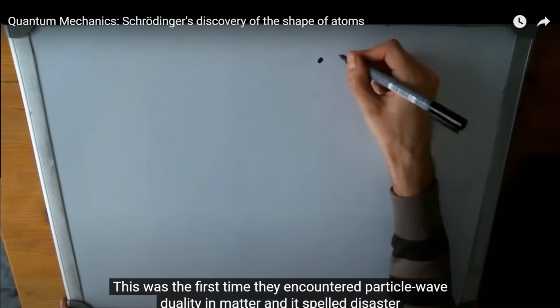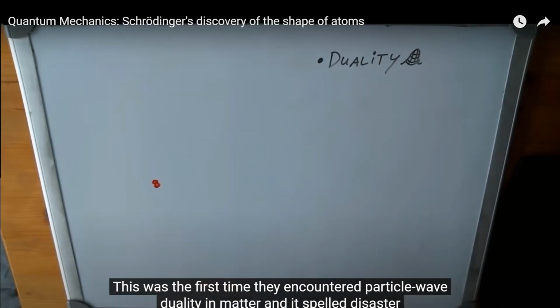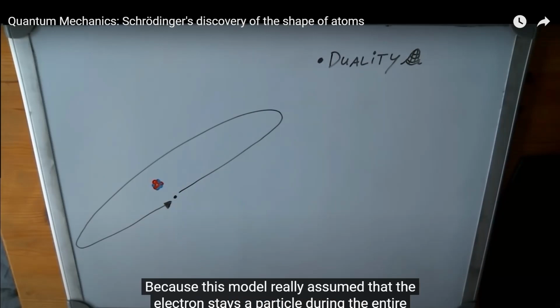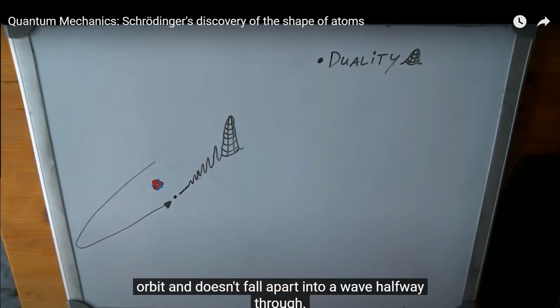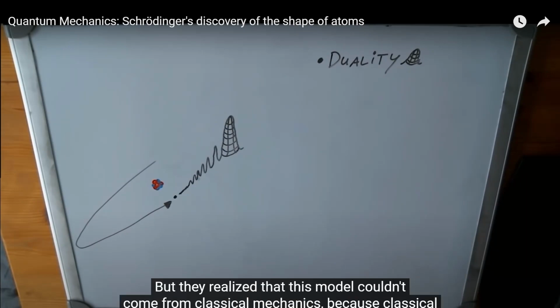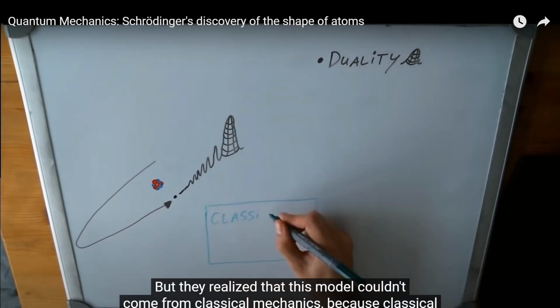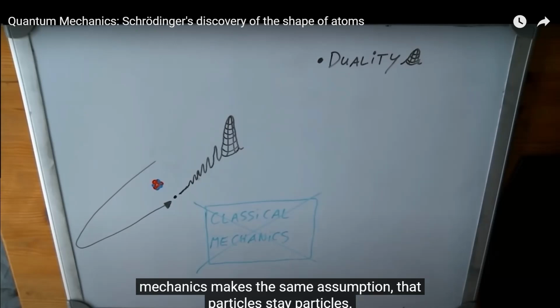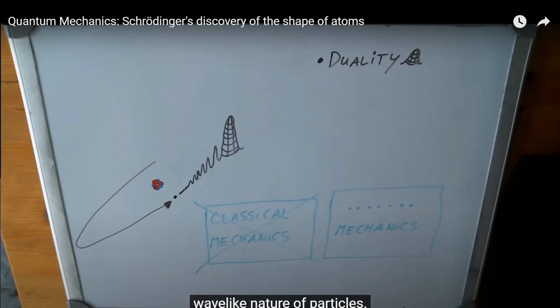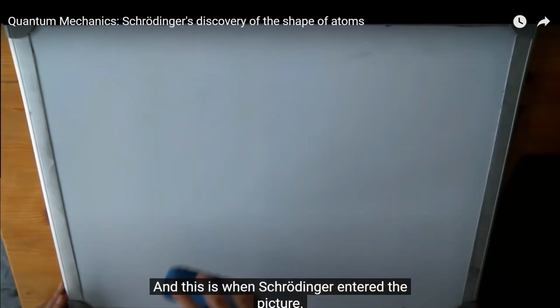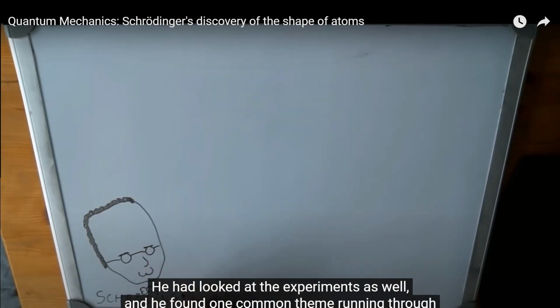This was the first time they encountered particle-wave duality in matter, and it spelled disaster for their planetary model. Because this model really assumed that the electron stays a particle during the entire orbit and doesn't fall apart into a wave halfway through. So they needed a new model, but they realized that this model couldn't come from classical mechanics because classical mechanics makes the same assumption that particles stay particles. In fact, they would need entire new mechanics, some new theory that included the wave-like nature of particles. And this is when Schrödinger entered the picture. He had looked at the experiments as well, and he found one common theme running through all of them.